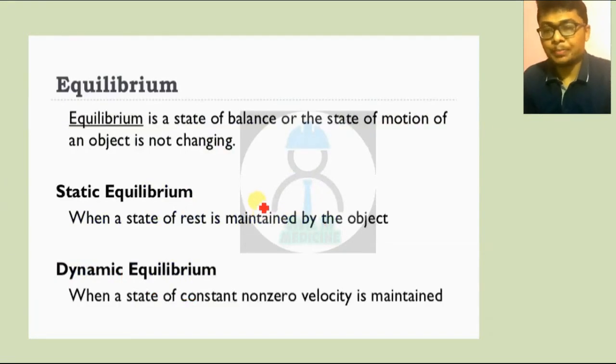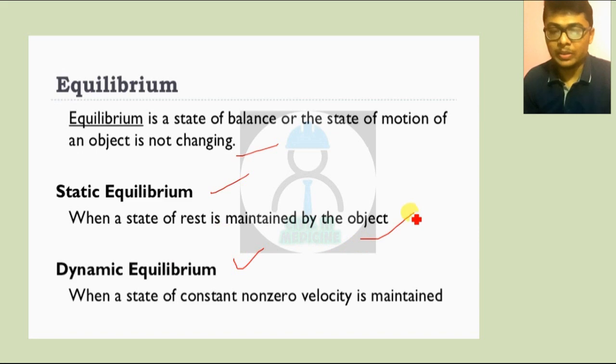Next, the equilibrium condition. Okay, equilibrium is a state of balance, or a state where the motion of an object is not changing. As per the condition of the object, there are two types of equilibrium. One is static equilibrium and the second is dynamic equilibrium. Static equilibrium deals with the rest condition. That means a state of rest is maintained by an object under the action of load. And dynamic equilibrium is when a state of constant non-zero velocity is maintained under the action of load. Then it's called dynamic equilibrium. In our engineering mechanics, we mainly focus on static equilibrium. Okay.